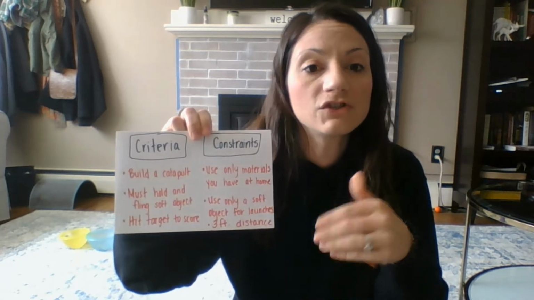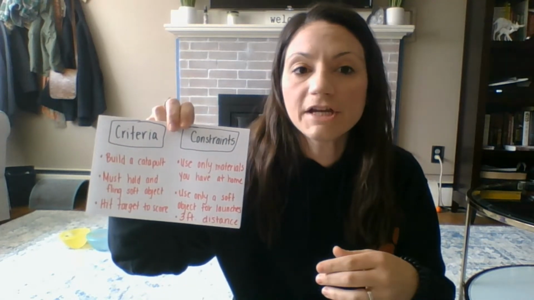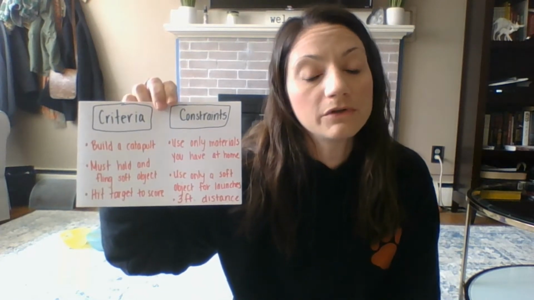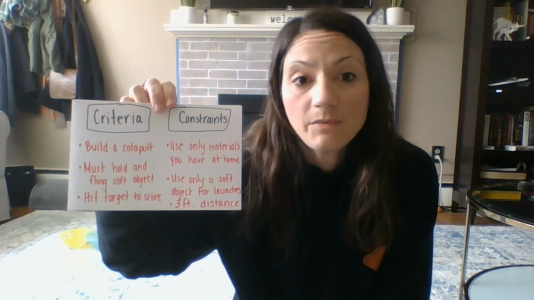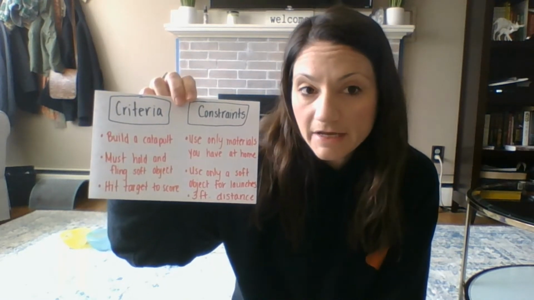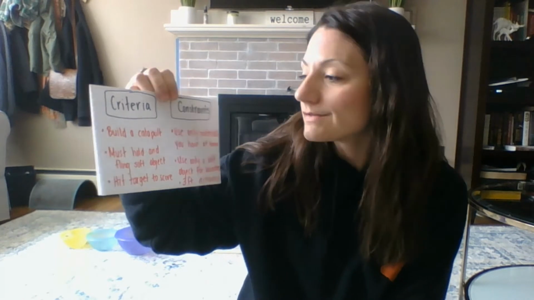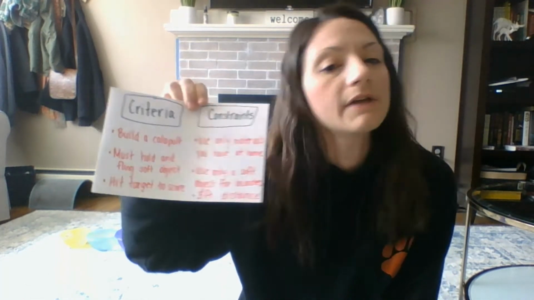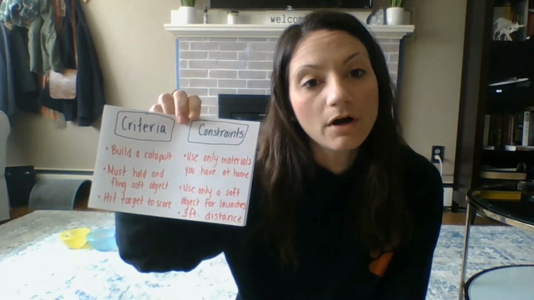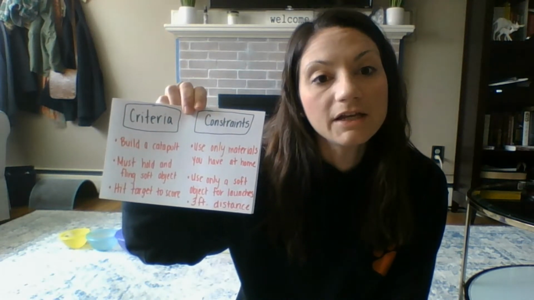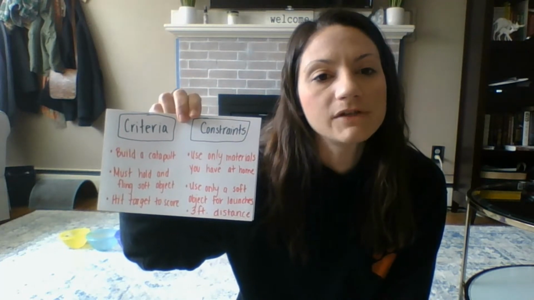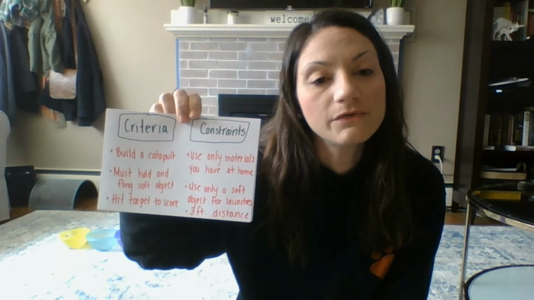As far as our constraints, or things that we need to take into consideration, we're only using the materials that we have at home. So you can build and design your catapult any way that you would like, but you are required to use materials that are already in your home, kind of like recycled materials. You can only use a soft object for your launches, so no launching golf balls or marbles because that can be dangerous, especially if your catapult works really well. So you want to make sure that you have a soft object that you can use for your launches.